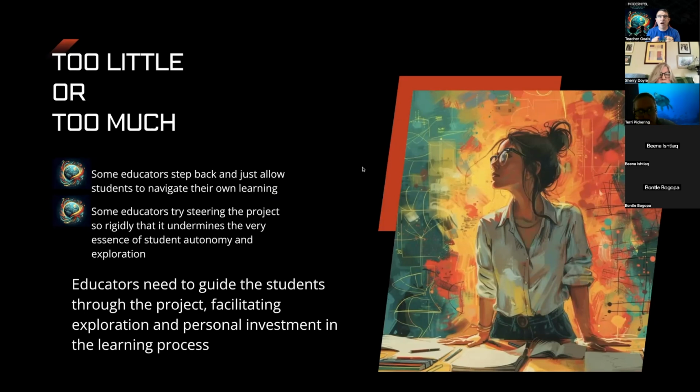And this was something that I did very early on in my career. I tried to steer a project so rigidly that it really undermined the whole essence of student autonomy and exploration. The students had to do a project exactly according to my expectation, my standard. I would provide them with the exemplar: this is what it's going to look like. And it was more them trying to copy what I had already established was going to be a perfect project.